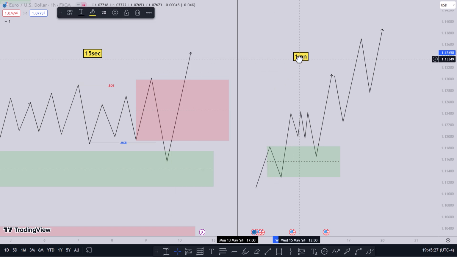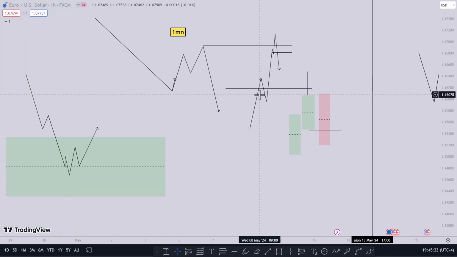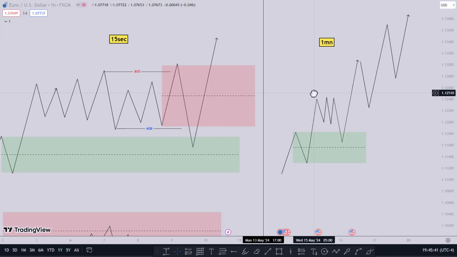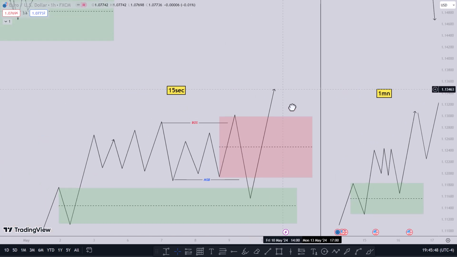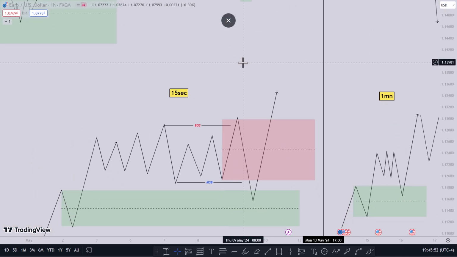This is the 1 minute, and I'm going to enter from the 1 minute because I know that the higher time frame, for example the 5 minute or the 12 minute or the 15 minute, is bullish in this case. So I'm going to enter on the 15-second time frame based on a 1 minute pullback and a higher time frame general direction. All right.